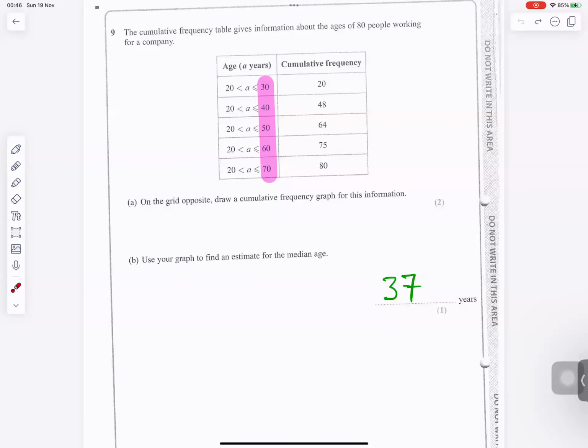For question 9, they want us to draw a cumulative frequency graph. So we're going to use the upper class boundary. They call them UCB, upper class boundary. 30, 40, 50, 60, 70. And this is the cumulative frequency to draw the graph. And then we'll estimate the median.